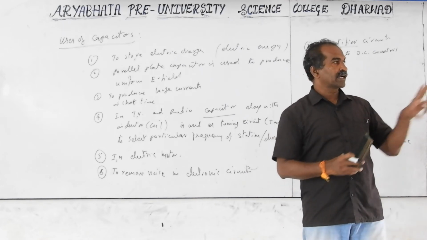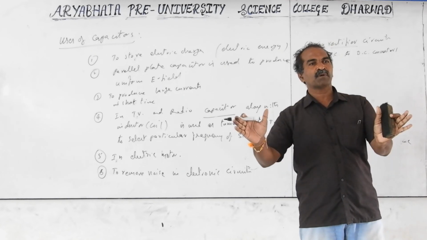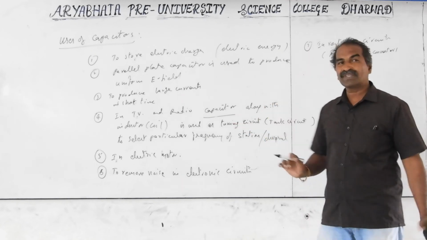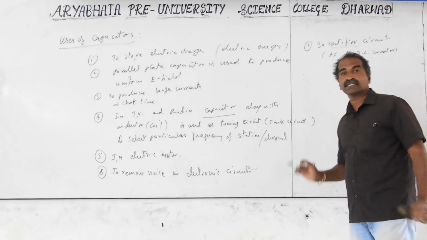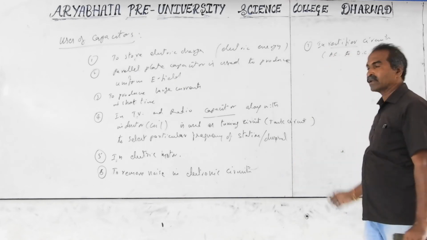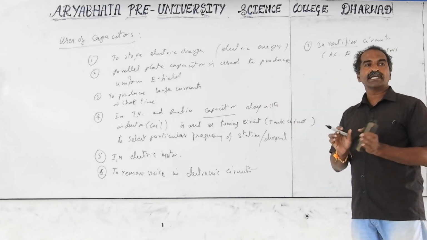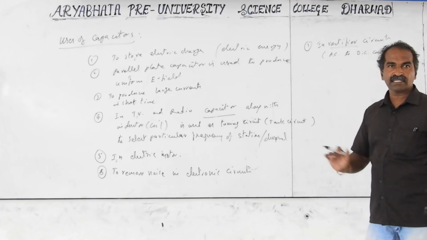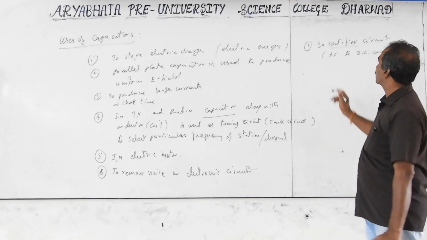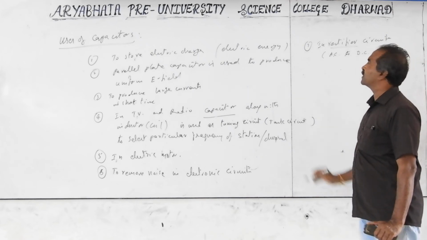In AC, the polarity is not fixed. Alternating, plus and minus change for AC. But in DC, one terminal is always positive and the other terminal is always negative, so there are fixed terminals. To convert AC to DC, the device we use is called a rectifier. We have a separate topic for semiconductors, and we will get the details there. In that rectifier, we use a capacitor to get nearest to pure DC, not perfect DC, but nearest to pure DC, by removing the ripples.